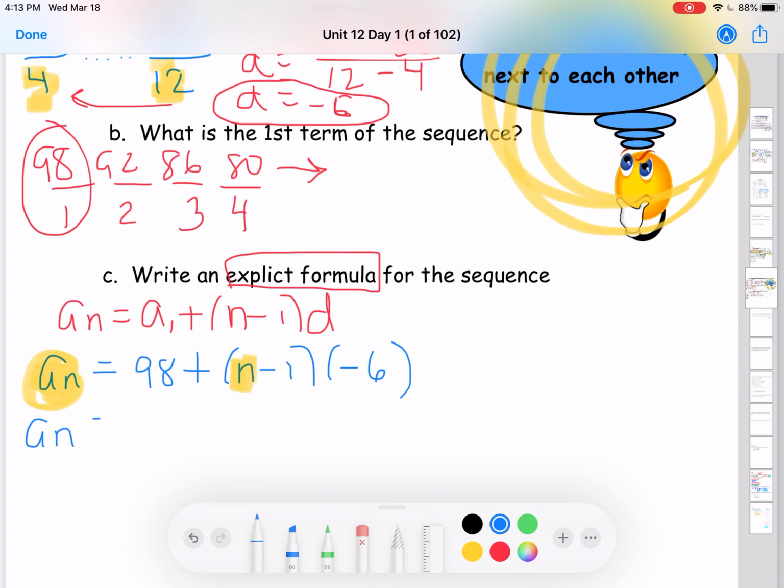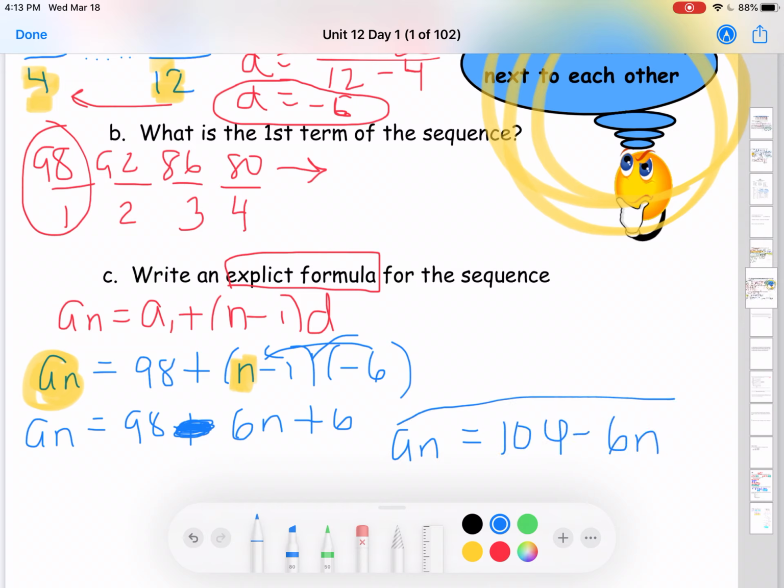All right, so we got a sub n equals 98 plus, we'll do distributive property backwards, so actually we can make that a minus. So minus 6n plus 6. So a sub n equals 104 minus 6n. And there's my rule.